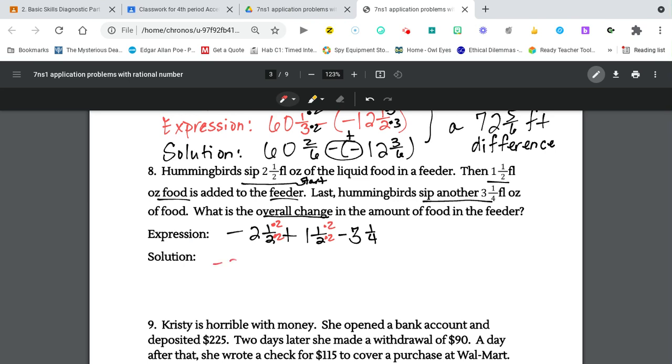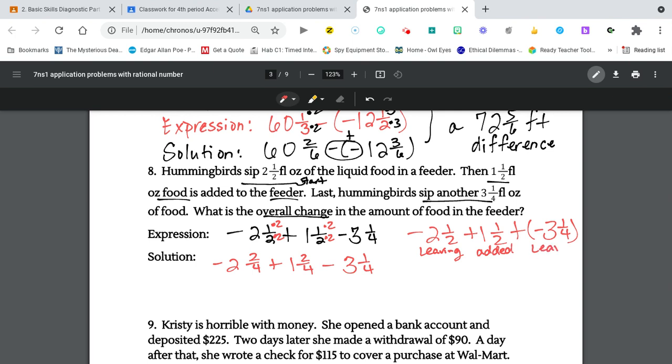So I'm going to end up with -2 and 2 fourths plus 1 and 2 fourths minus 3 and 1/4. Now you could have also written it this way. You could have said plus -3 and 1/4. That represents the food is leaving. This represents the food is being added. And this represents the food is leaving again, okay?